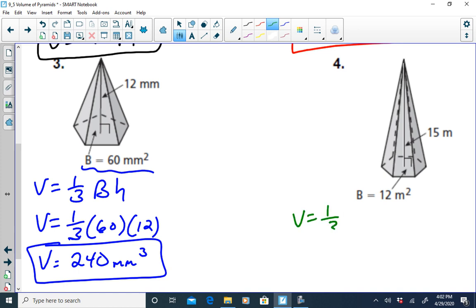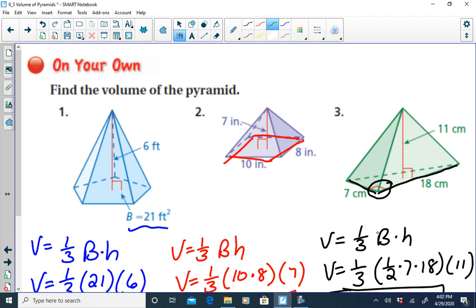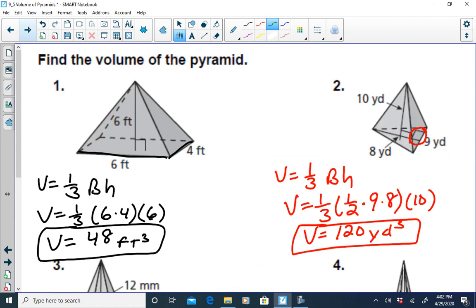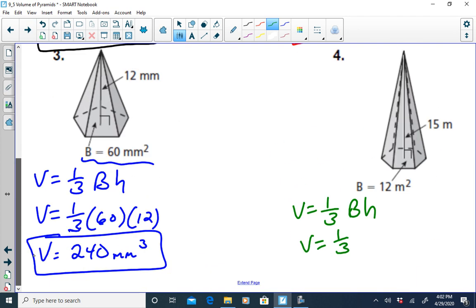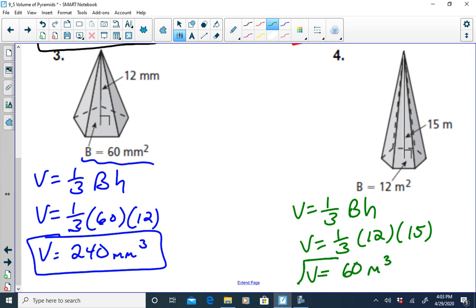All right, last one. Volume's going to be 1/3 base area times height. My base area this time, what do we have? We got a, what's that, a hexagon? Looks like it, but the base area is 12. The height is going to be 15, so 1/3 of 12 times 15, right? That's going to be 60 cubic meters.